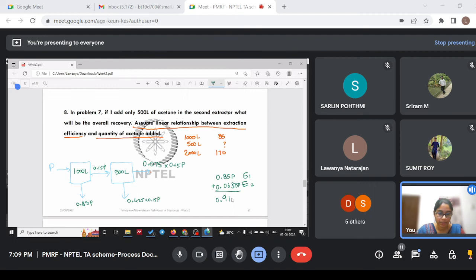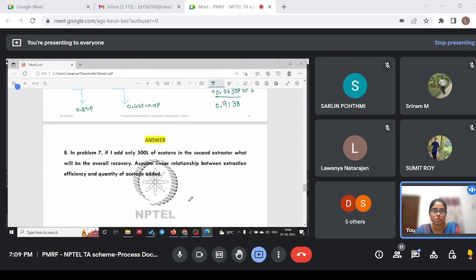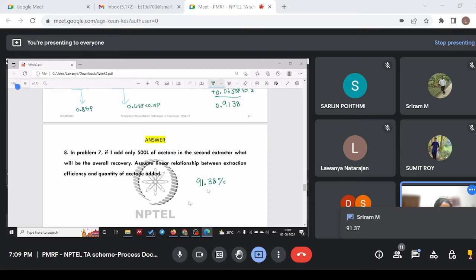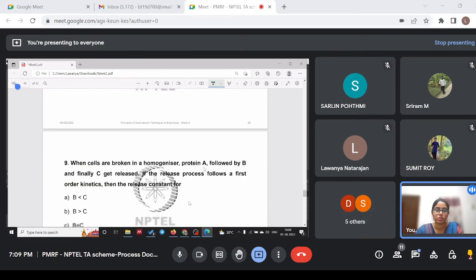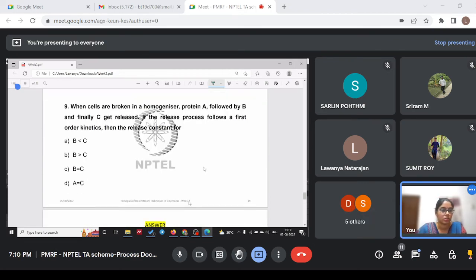So 375 I'm going to approximate as 38 or 4. So what will be the overall recovery? Let me take the next page if everybody is okay with this. It is 91.38 or 4 percentage. Yes. Okay. Clear? It's very similar to question 7. Okay, let's look into question 9.